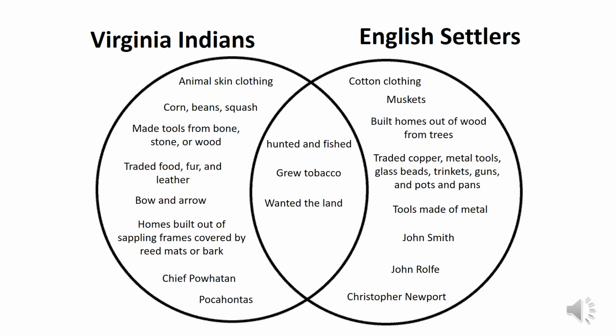The English settlers had cotton clothing. They used muskets. They built homes out of wood from trees. They traded copper, metal tools, glass beads, trinkets, guns, and pots and pans. Their tools were made of metal. Their leaders were John Smith, John Rolfe, and Christopher Newport. The Indians and English settlers were alike because they both hunted and fished, grew tobacco, and wanted the land.